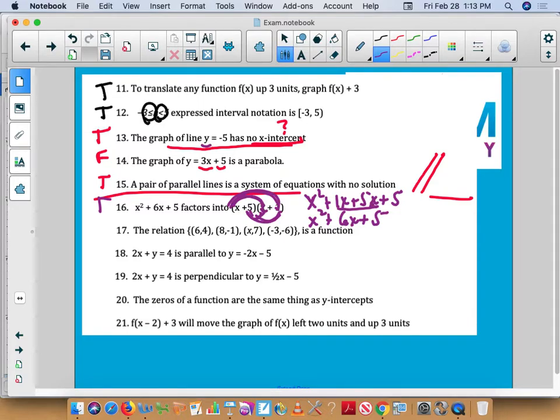Everybody, 1 through 16? Yeah. Okay. What's the parabola again? It's an x squared. It looks like this. It's the U. It's the u. Oh. Okay. All right.